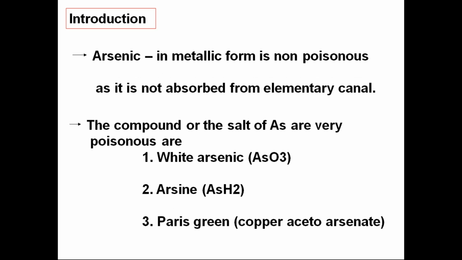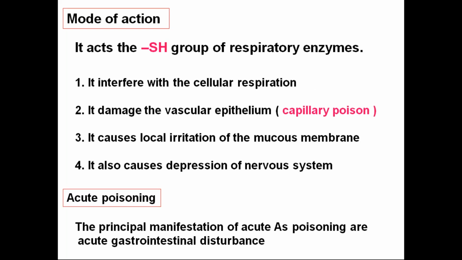So we know arsenic in metallic form is non-poisonous, and it is not absorbed from the GIT. So it is only in salt form that it is absorbed. So in metallic form, it is non-poisonous because it will not be absorbed from the GI canal. The compounds or salts of arsenic are very poisonous, like white arsenic, arsine, and Paris green. Paris green is otherwise called copper acetoarsenite. So arsenic metal per se is non-poisonous, but the salts of arsenic are poisonous, like white arsenic, arsine, and Paris green.